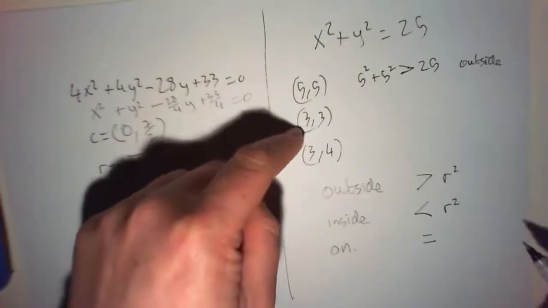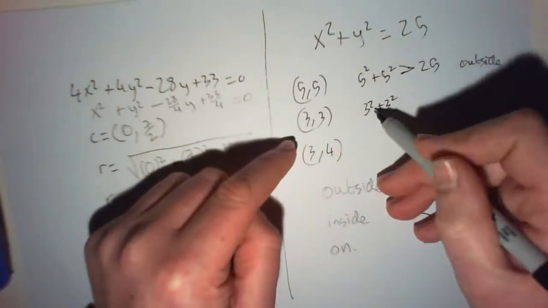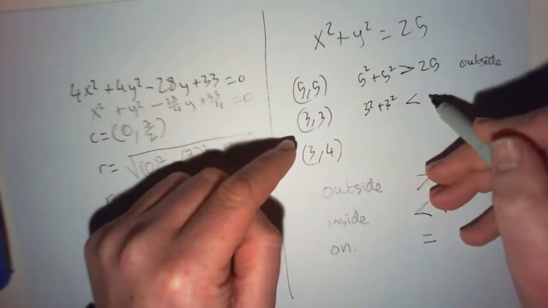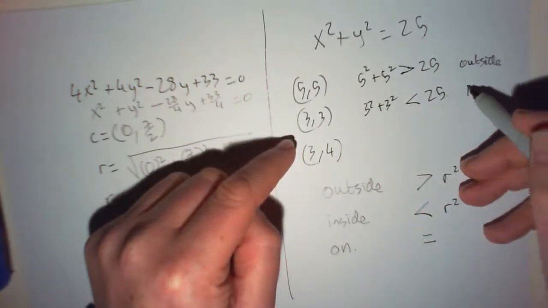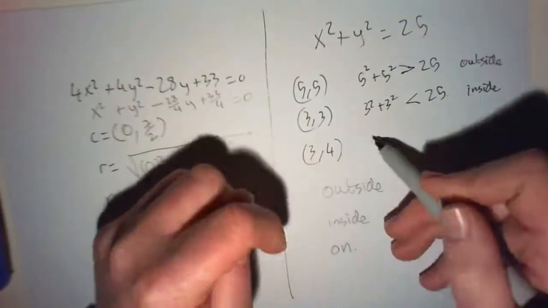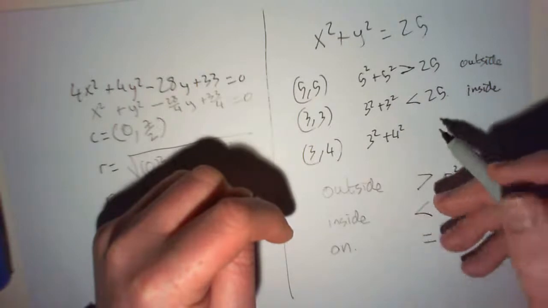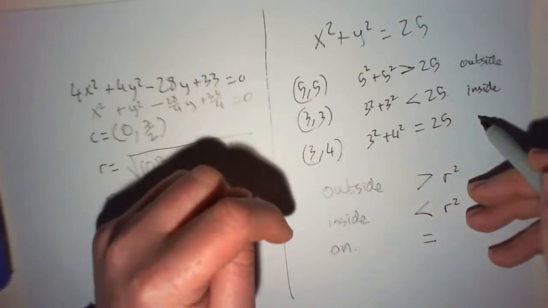And let's try with this one. 3, 3. 3 squared plus 3 squared. That's 9 plus 9 is 18. That's less than, so it's inside. What about this one? 3 squared plus 4 squared. 9 plus 16 is 25. It's equal to 25, so it's on.